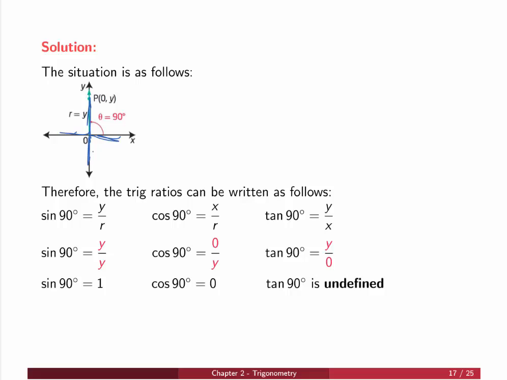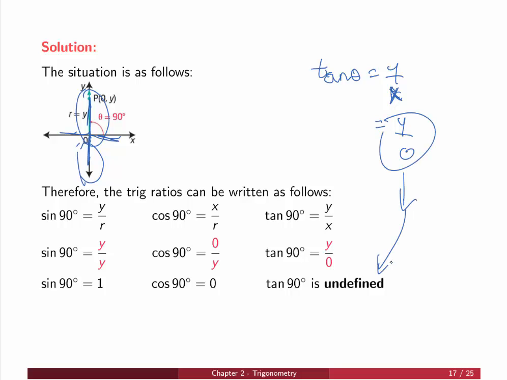The only one you have to watch out for is tangent at 270 degrees and tangent at 90 degrees. You have to be careful, because tangent is y over x. So if x is 0, this is undefined. That's what you have to watch out for. Other than that, pretty straightforward.